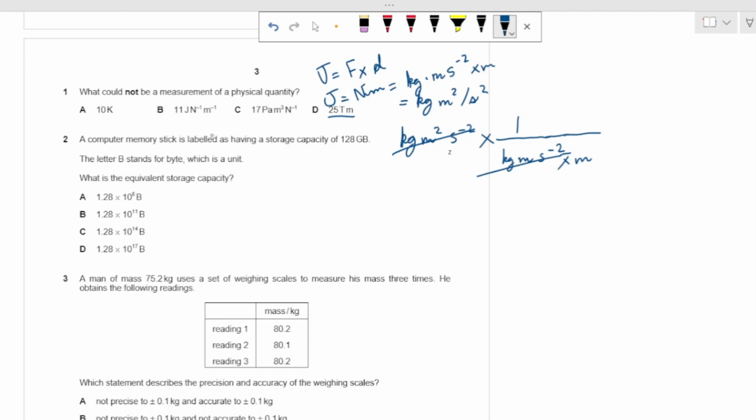So do you understand what's the problem? The problem over here is 1 has no units. It is just a constant.